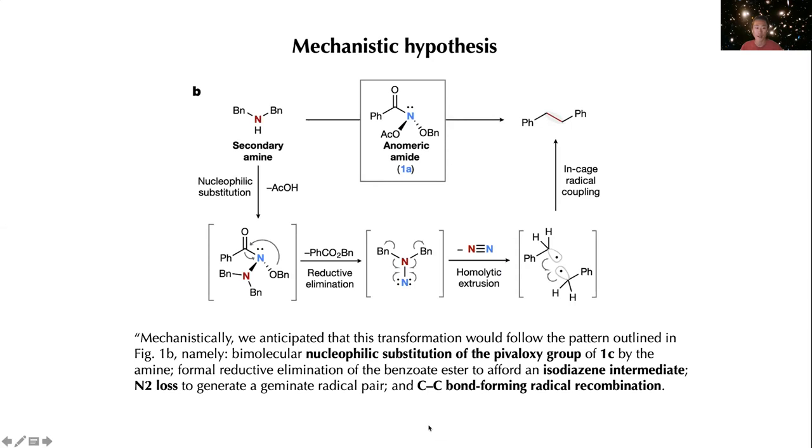This is the mechanistic hypothesis. It includes a bimolecular nucleophilic substitution, and then a reductive elimination to get this isodiazine intermediate, which seems to be highly reactive. The nitrogen, both nitrogens, one from the amine and one from the anomeric amide, are kicked out as nitrogen gas, which I imagine drives the reaction forward. After you lose the N2, you get these carbon radicals that combine. Essentially, your two carbons combine to form that bond in the middle. So it appears as if your nitrogen is just deleted. I thought it was a pretty cool, kind of unprecedented molecular rearrangement.